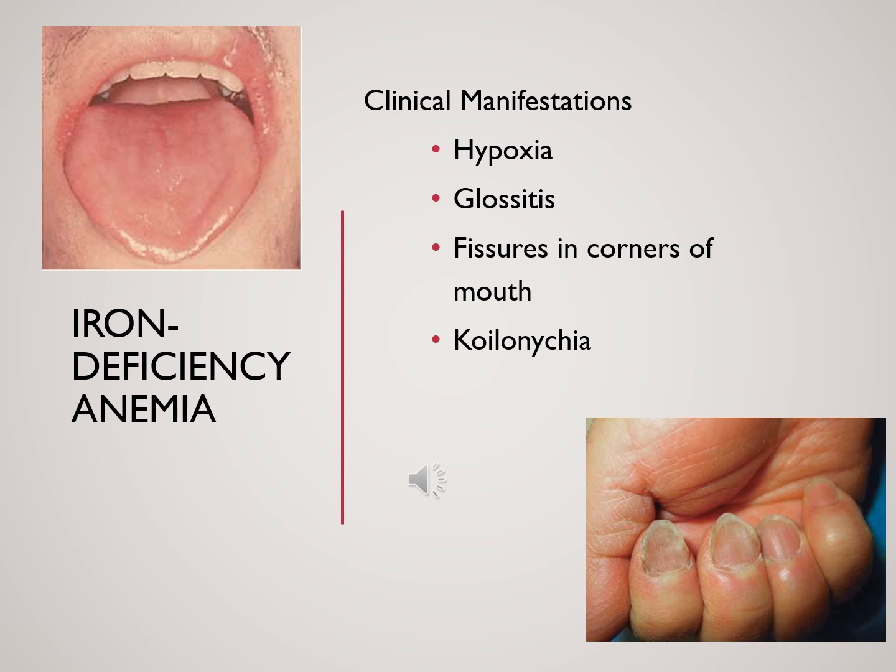We see in the first picture there glossitis in the patient with iron deficiency anemia. We want to note the bright red tongue, the swelling, the shiny appearance due to the flattening of the papillae. And then the bottom picture, you can see the koilonychias in a patient with iron deficiency anemia. So we note the spoon-shaped and the thinness of the nail.